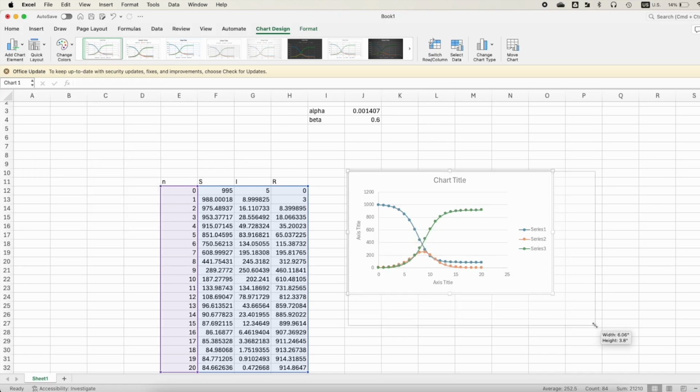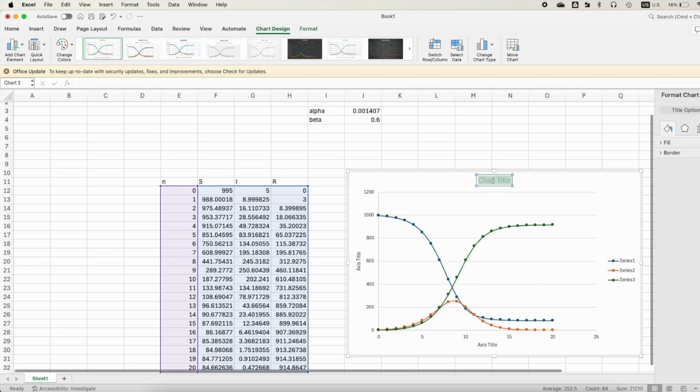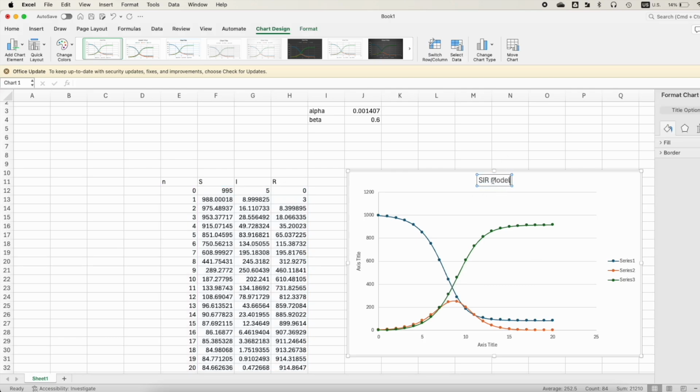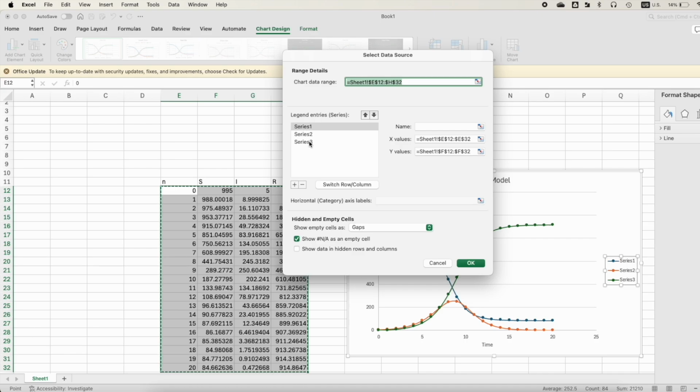So here, let me expand this out a bit. I'm going to change the title to SIR model. The x-axis title is going to be time. The y-axis title is population. The legend here, so you have different solution curves. The blue one is for susceptible, the orange one is for the infected, and the green one is for the recovery or removed compartment. So I'm going to change the legends there. You select the legends, go to Select Data. You have 3 series here. Series 1 you change to susceptible.